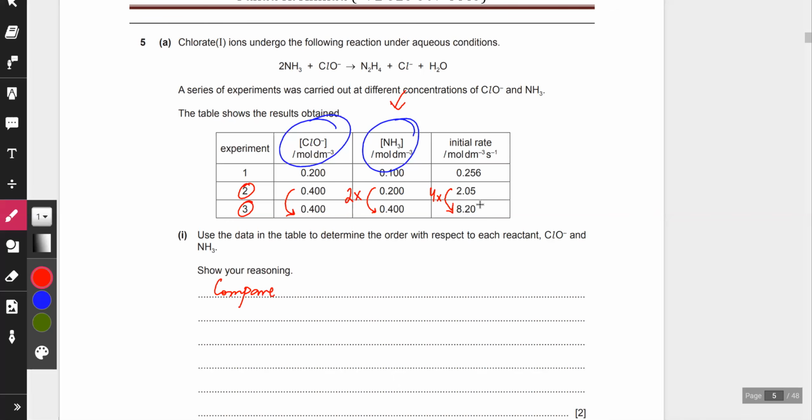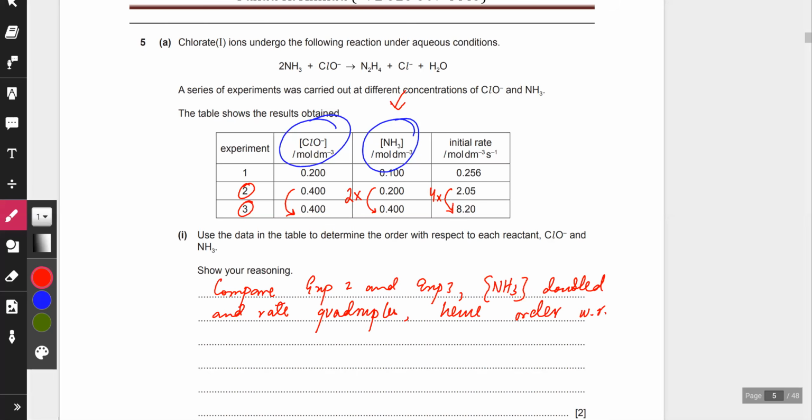So in the question, you have to write the answer very carefully: that you're comparing experiment 2 with experiment 3, and in those experiments, you notice that NH3 concentration is doubled and rate quadruples. Hence, the order with respect to NH3's concentration is 2. He gets order 2.